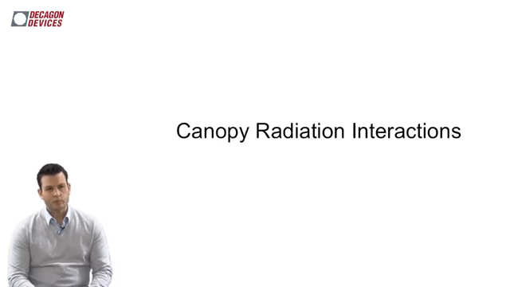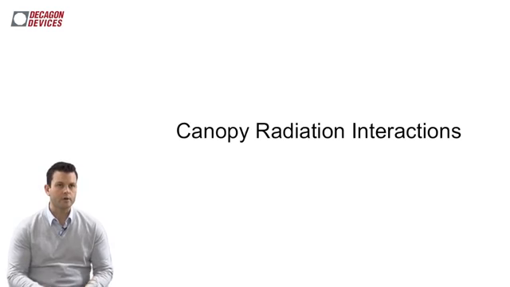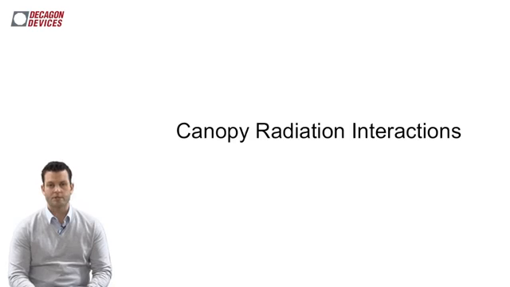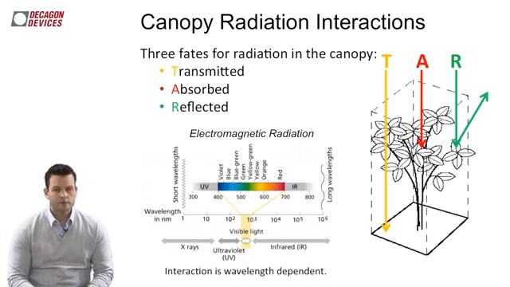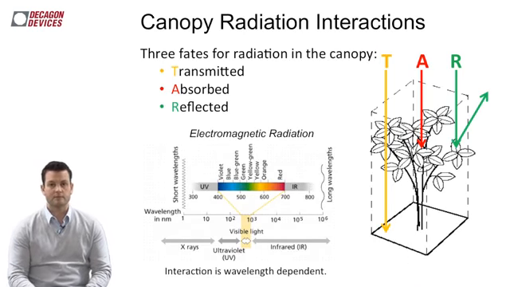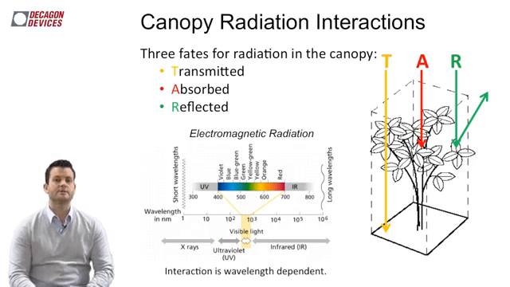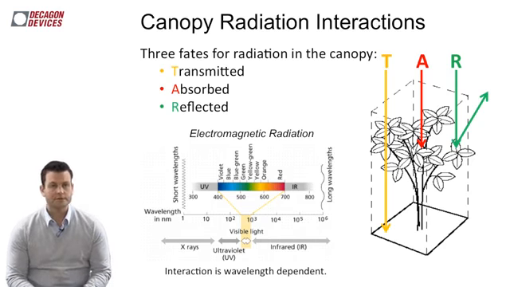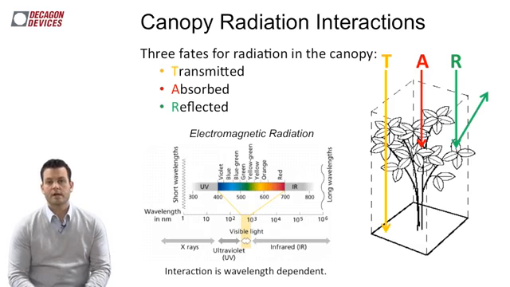So to understand where NDVI and PRI come from, I'd like to take a few minutes and give you a general overview of canopy radiation interactions. There are three primary fates for electromagnetic radiation as it interacts with plant canopies. You can think of this energy as photons, coming from the sun, our source. They can interact with the canopy in three ways.